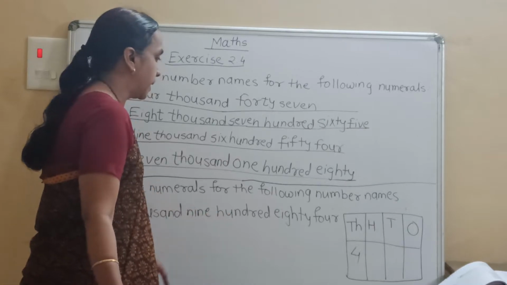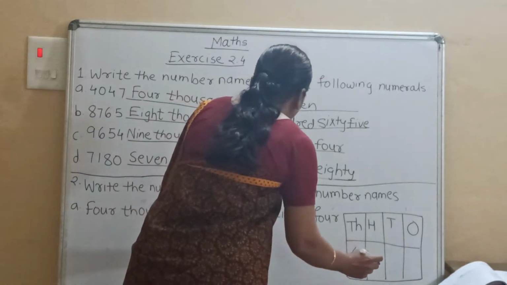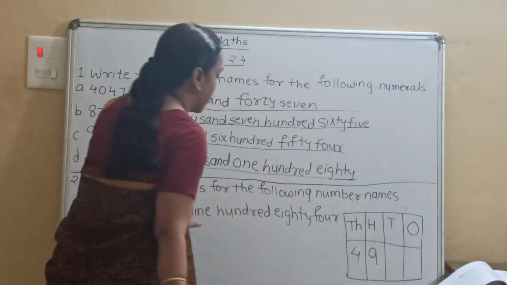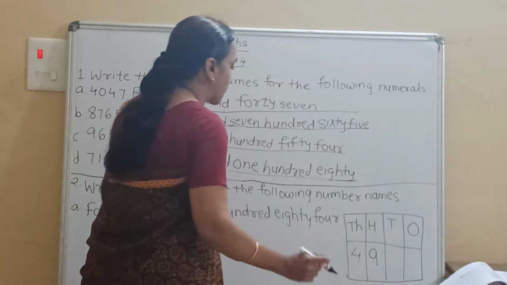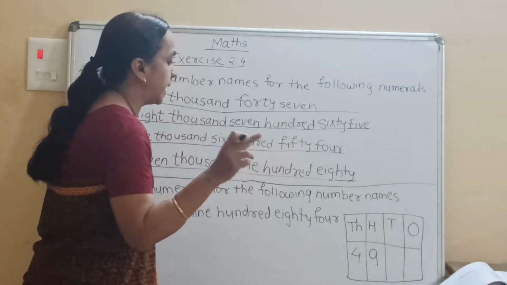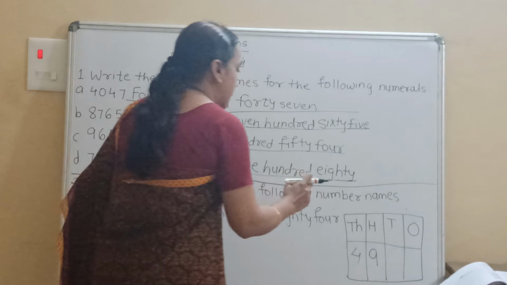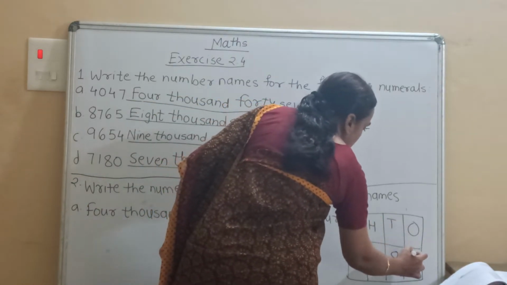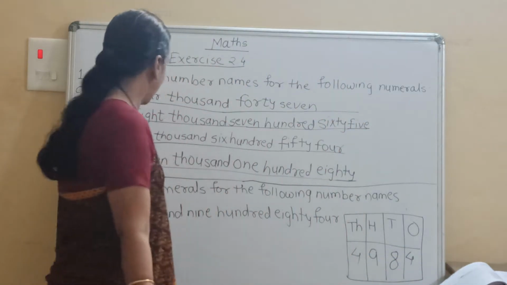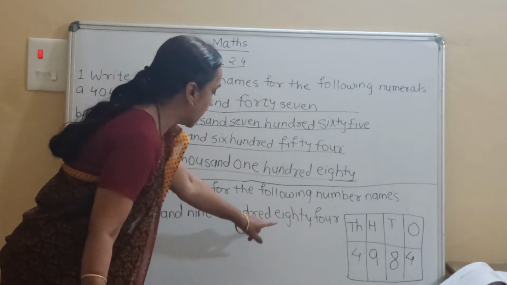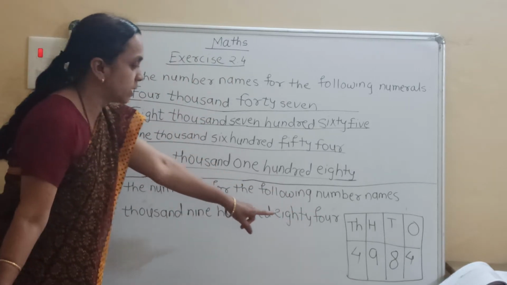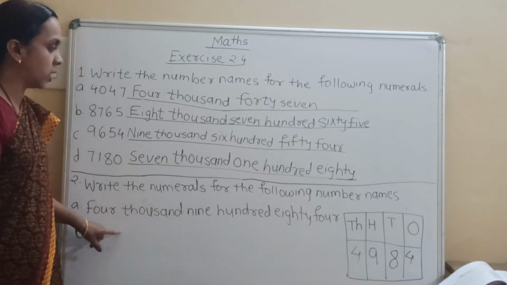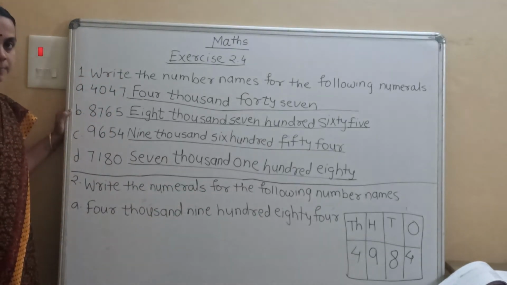Then 900. Below the H, which means hundreds, we have to write down 9. Then 84. What will we write for 84? 8 we have to write down in the tens box, and 4 we have to write down in the ones box. So 4984, that means our numeral is ready now. In this way we have to solve all these examples.